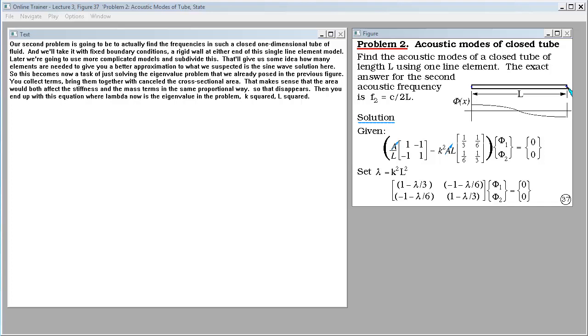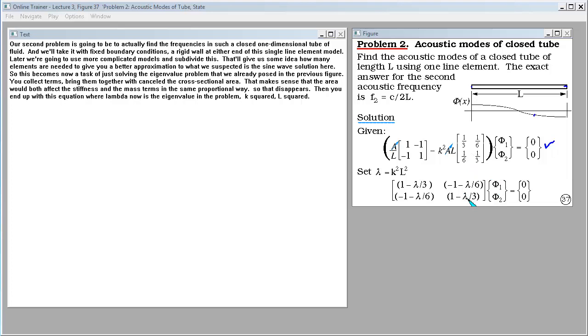That'll give us some idea of how many elements are needed to give you a better approximation to what we suspect is the sine wave solution here. So this becomes now a task of just solving the eigenvalue problem that we already posed in the previous figure. You collect terms, bring them together. We've canceled the cross-sectional area.